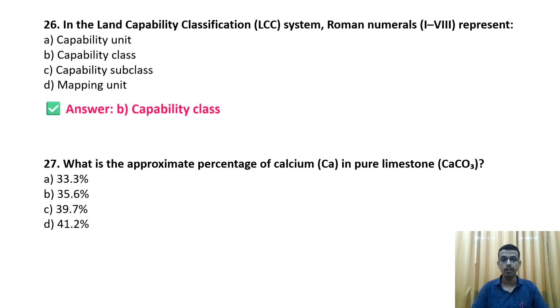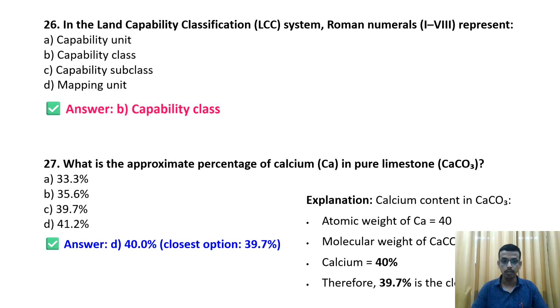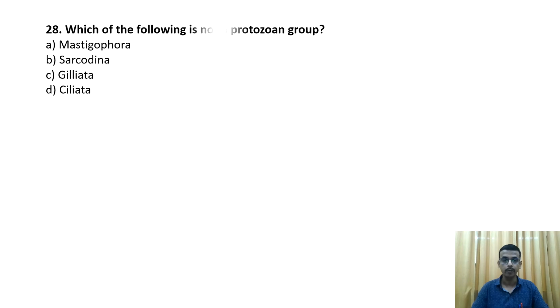What is the approximate percentage of calcium in pure limestone? I'll show the calculation. Here it is 40%. See, the atomic weight of calcium is 40. If you calculate CaCO3, the atomic weight of calcium is 40. So your very close option is 39.7. So the answer is 39%. C is the answer.